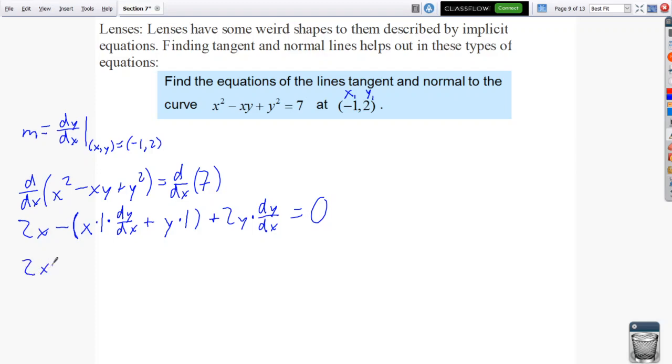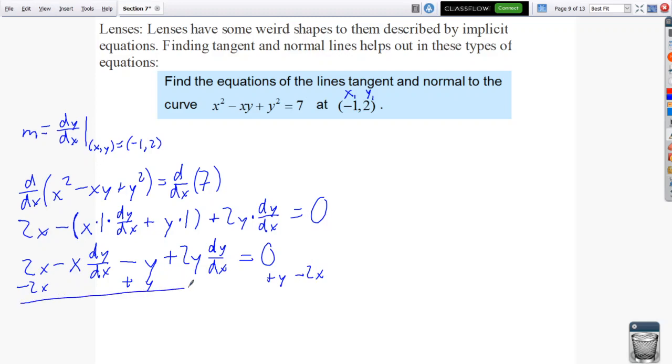I'm going to have it as 2x minus x dy dx minus y plus 2y dy dx is equal to 0. And now you get to have some sort of freedom. Which one do you want to toss to the other side? Personally, I think adding y and subtracting 2x is going to be the easier way to do it.